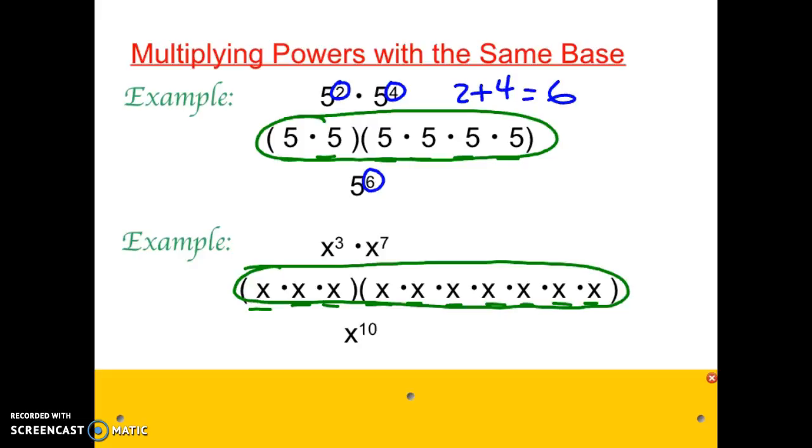If we check the one out with the variables, we have x to the 3rd times x to the 7th. So if we take the 2 exponents there and add them, we would get 10. The answer is x to the 10th. So you can shortcut the process. As long as the base is the same, you may add the exponents.